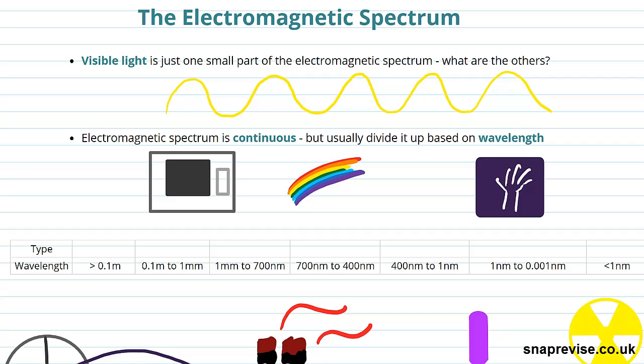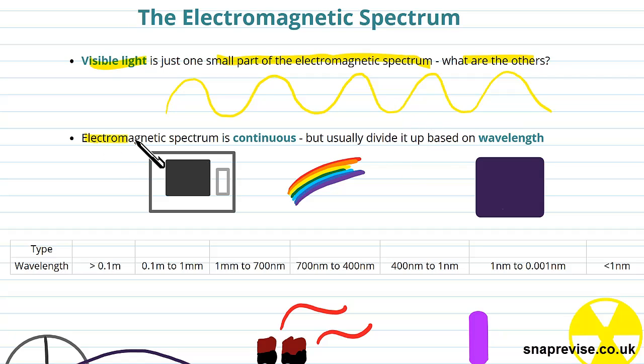So in this video we're going to look at the electromagnetic spectrum. I mentioned previously how light is an electromagnetic wave, and visible light is the spectrum of electromagnetic waves that we can see. So this is the small part of the electromagnetic spectrum. So what are the other parts? And this is an example of visible light I've drawn here, as from our previous example in the last page.